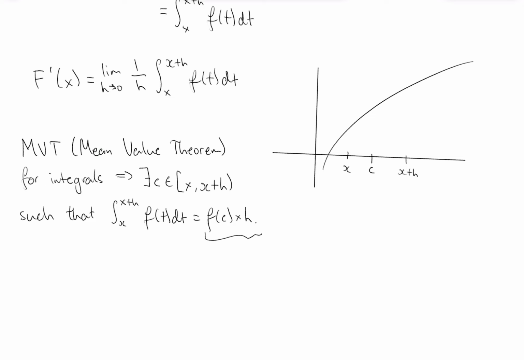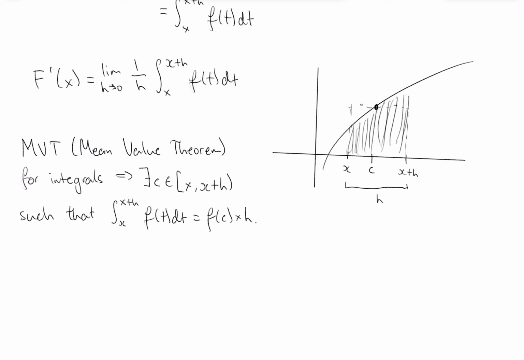So if we look at the right hand side, actually, note that this width, from here to here, is just h. So f of c is over there. If we multiply f of c with h, we just get this rectangle. And what the theorem suggests is that for some value c, we have that this rectangular area is equivalent to the area from x to x plus h.